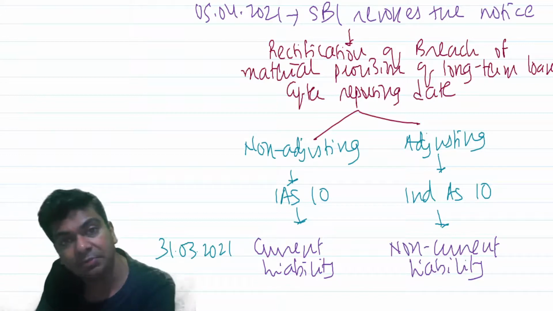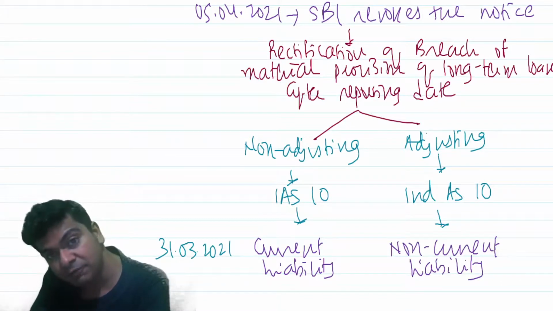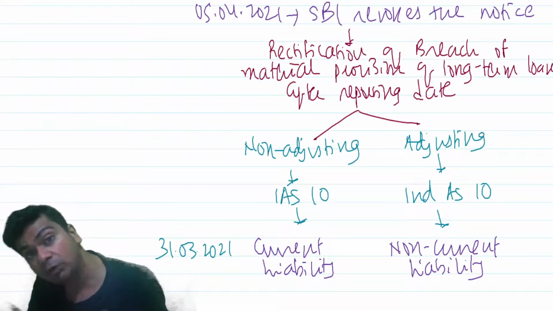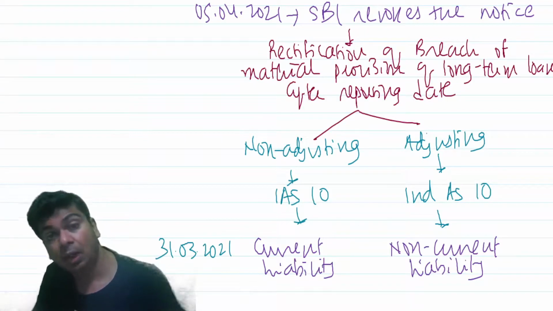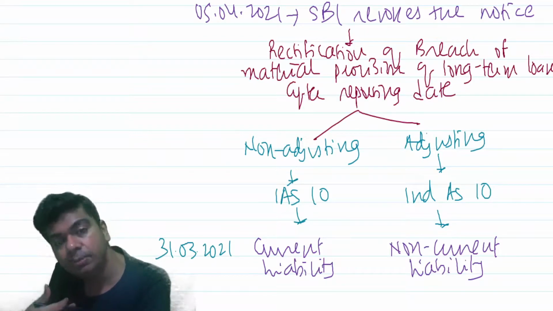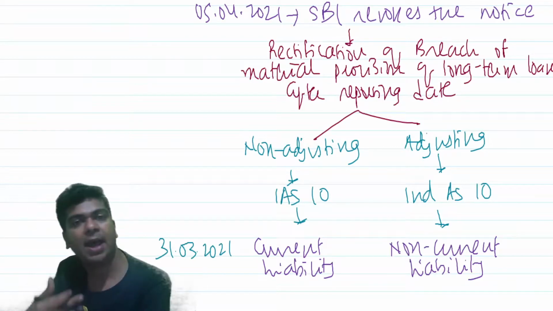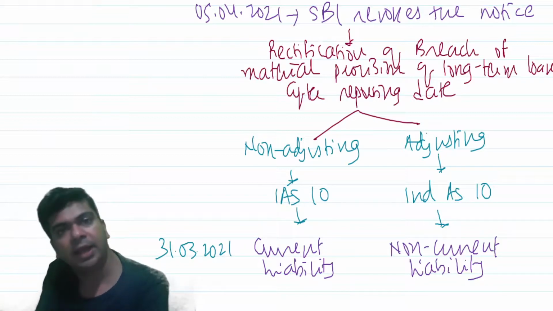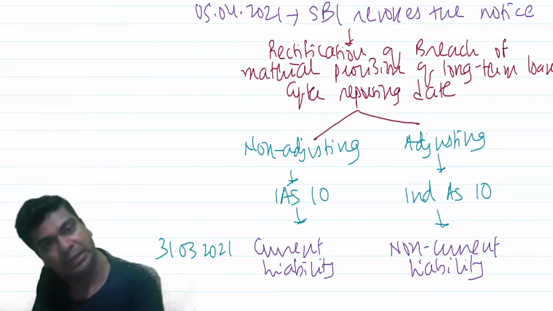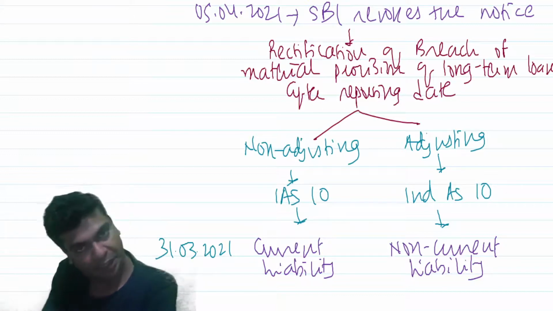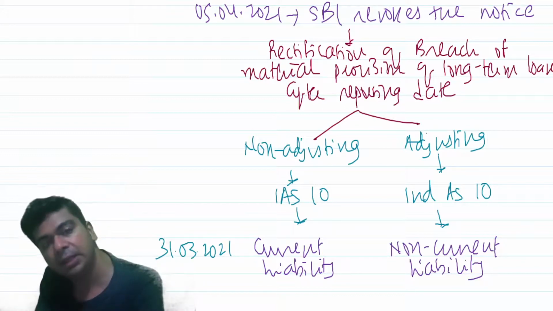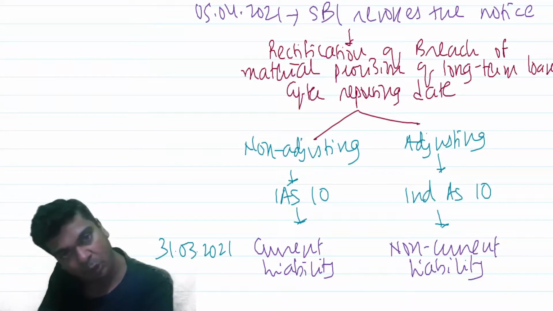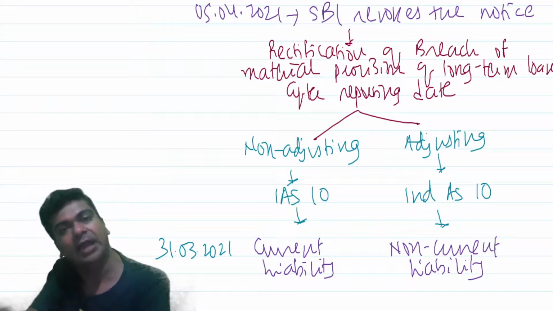Once the formalities are completed, the branch manager is satisfied, and on 5th April 2021, as per our timeline, the branch manager withdraws the notice, and now the loan is no longer repayable. All this is happening because of the real good business relations which have developed between the bank and the corporates, isn't it? So that's the reason Ind AS 10 takes this position. Ind AS 10 takes the position that business relations in India are well developed. If there is any breach of material provisions of long-term loan arrangements, the aggrieved party will try its level best to rectify that breach.